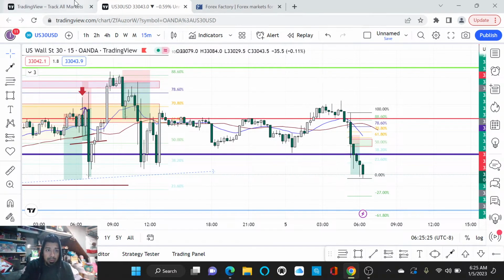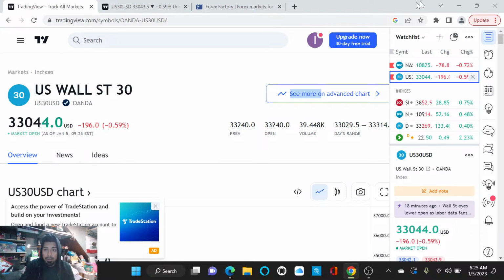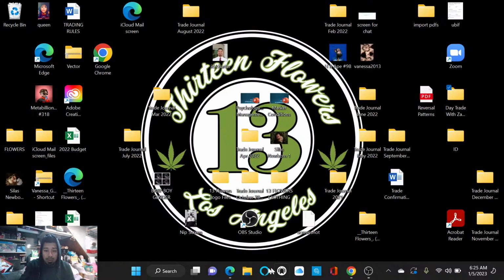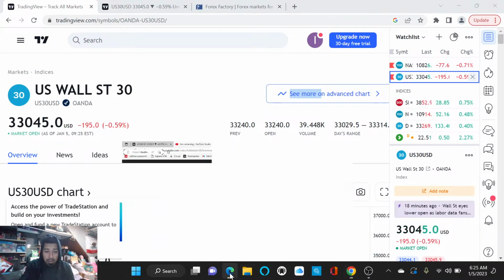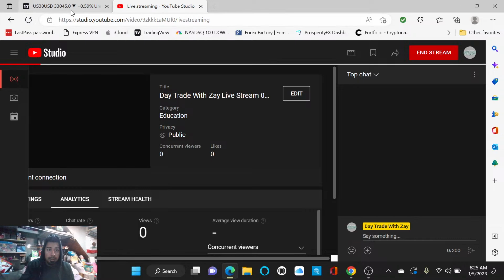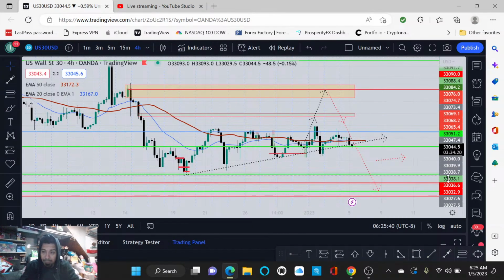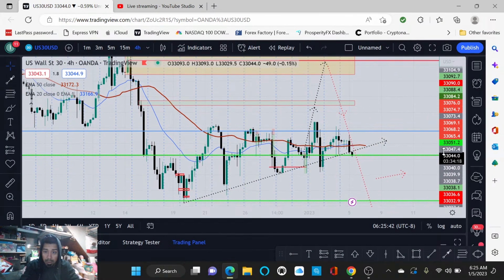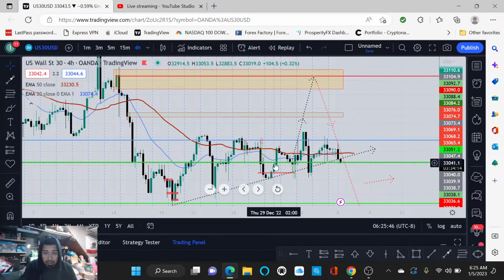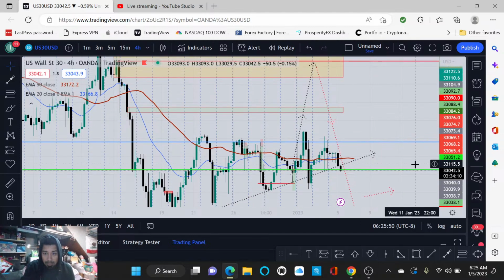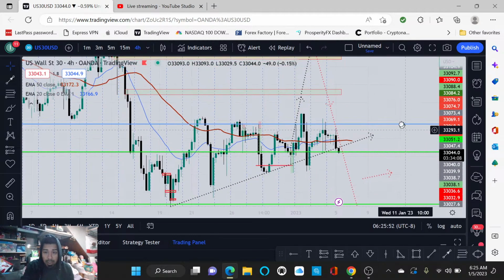So let me go ahead and show you the 4-hour. Okay, so this is the one that I pay for, I hardly even use anymore. I've got two different screens here, right? But look, do you see what I see? I see a break below, and this is the 4-hour chart.